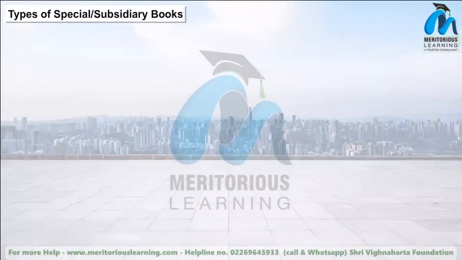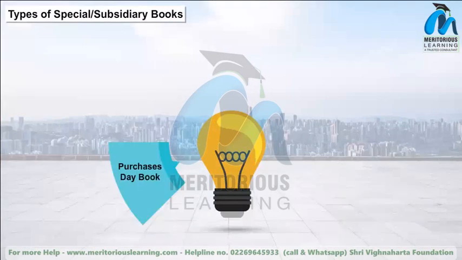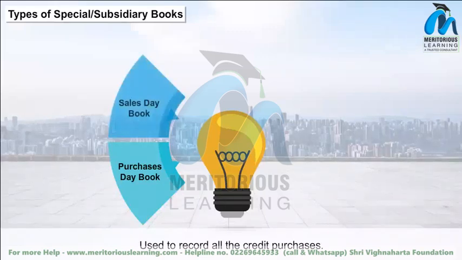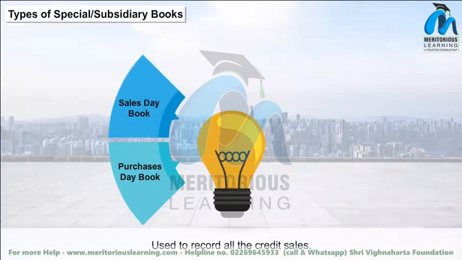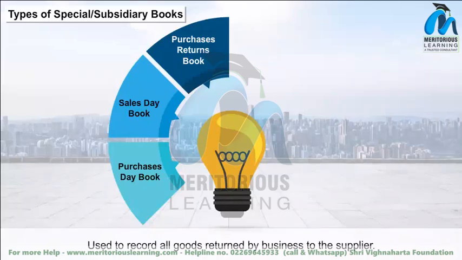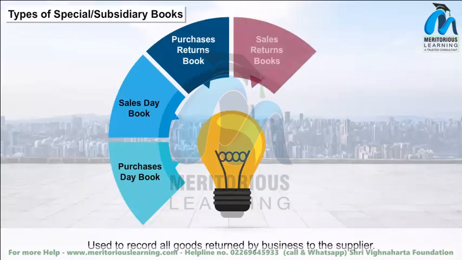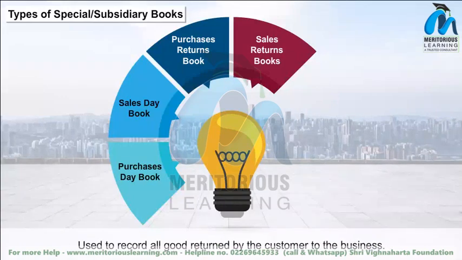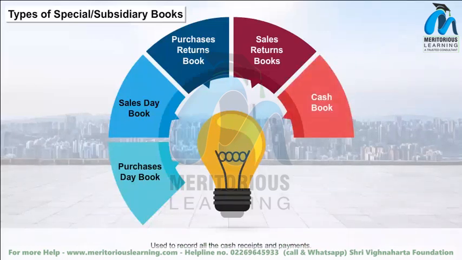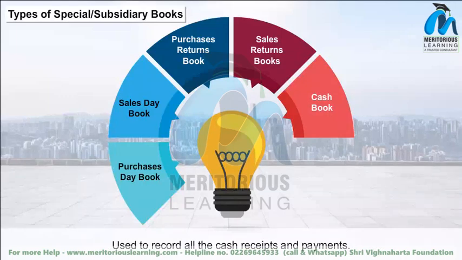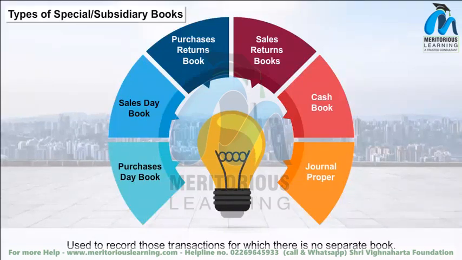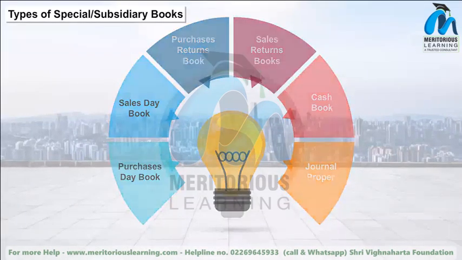Types of special or subsidiary books. Purchases Day Book, used to record all the credit purchases. Sales Day Book, used to record all the credit sales. Purchases Returns Book, used to record all goods returned by the business to the supplier. Sales Returns Book, used to record all goods returned by the customer to the business. Cash Book, used to record all the cash receipts and payments. Journal Proper, used to record those transactions for which there is no separate book.